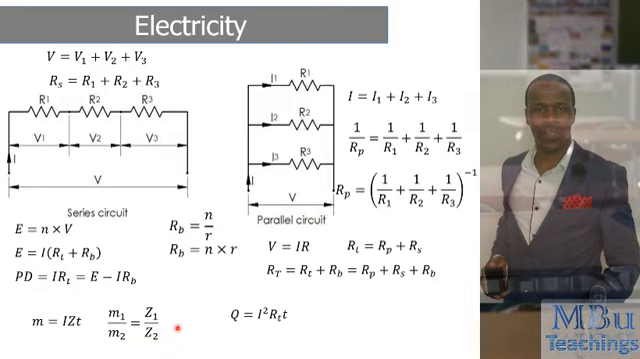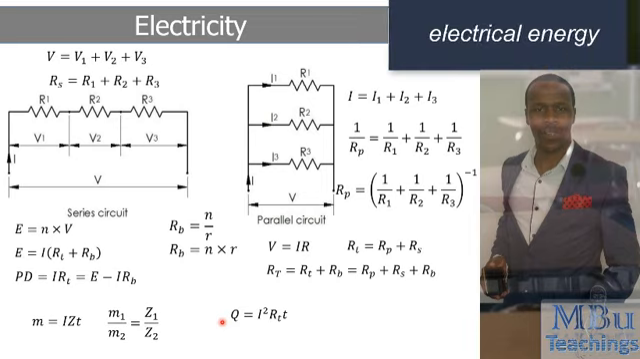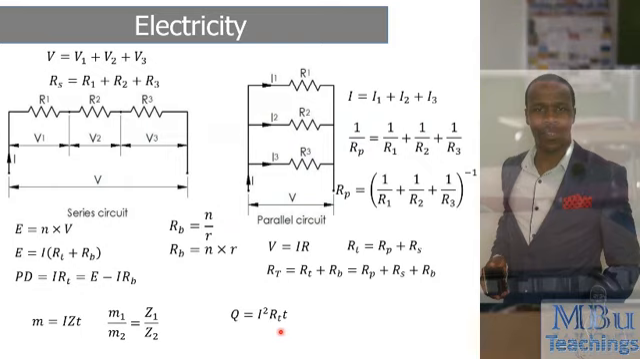Then let's move further to power and work done, or energy. This is the formula for energy. Q is always energy, as you've seen from heat as well. We used Q, but this time this Q is the electrical energy. We have I, which is the current. We have RT, which is the total resistance. Then we have T, which is the time taken.